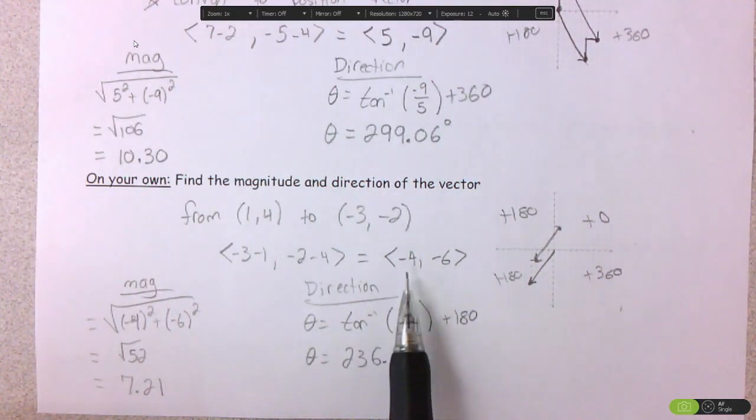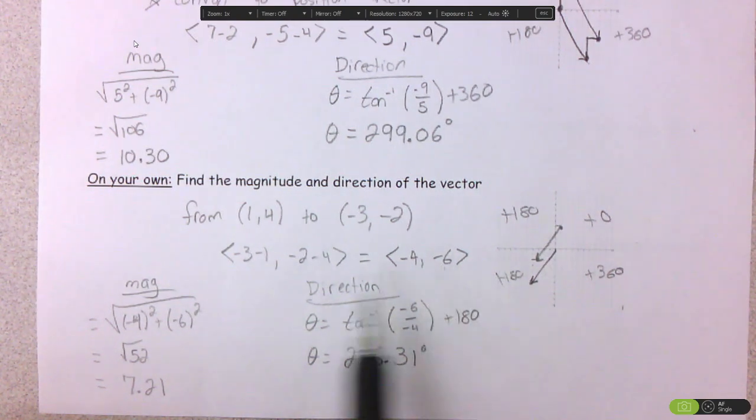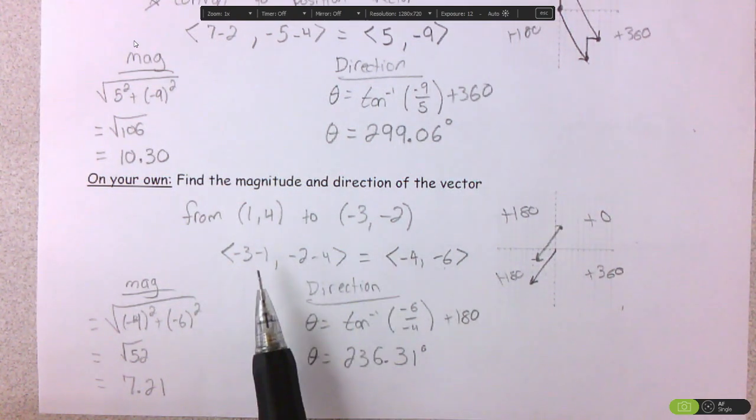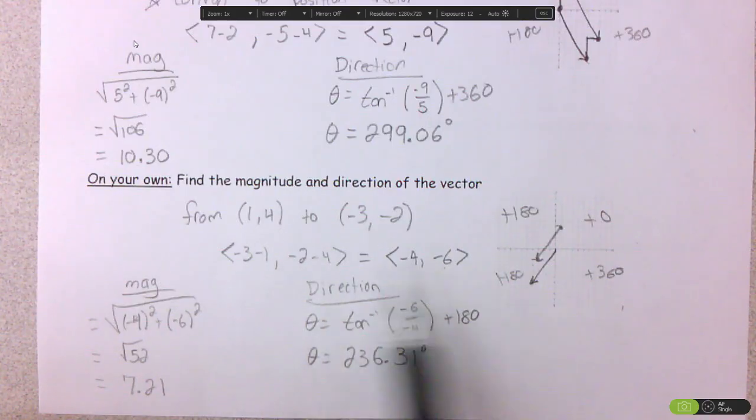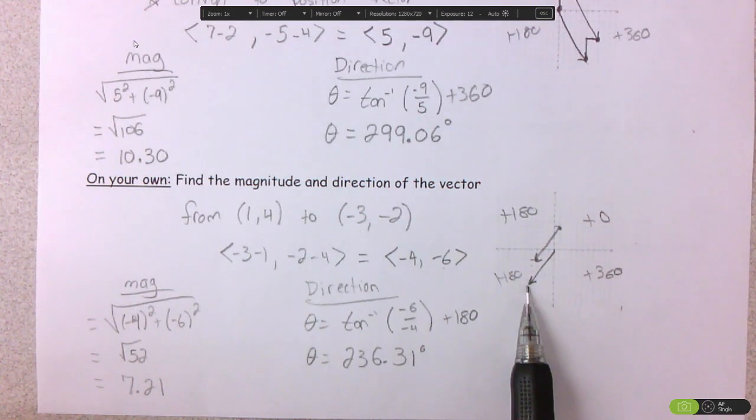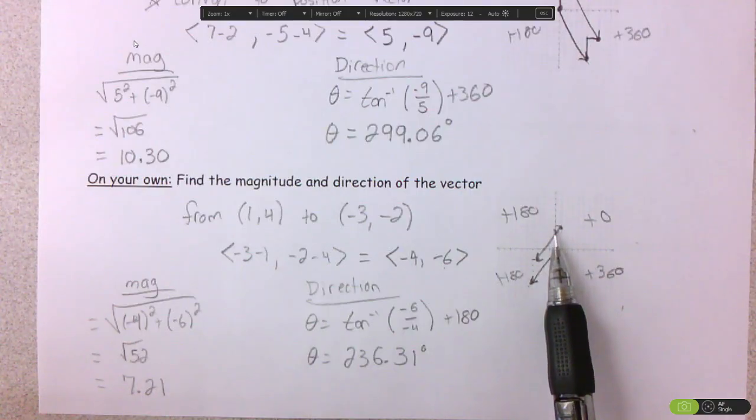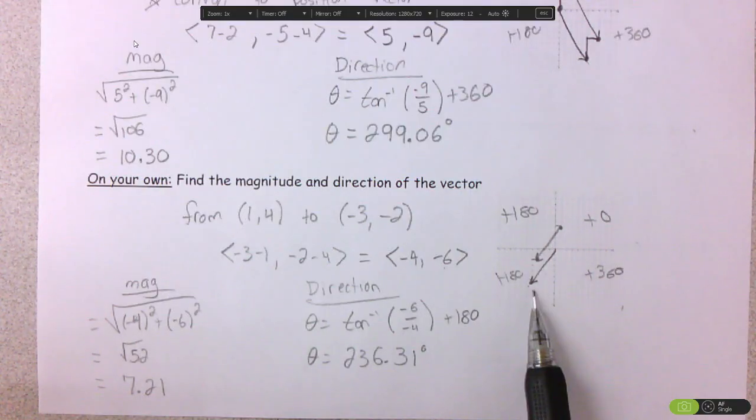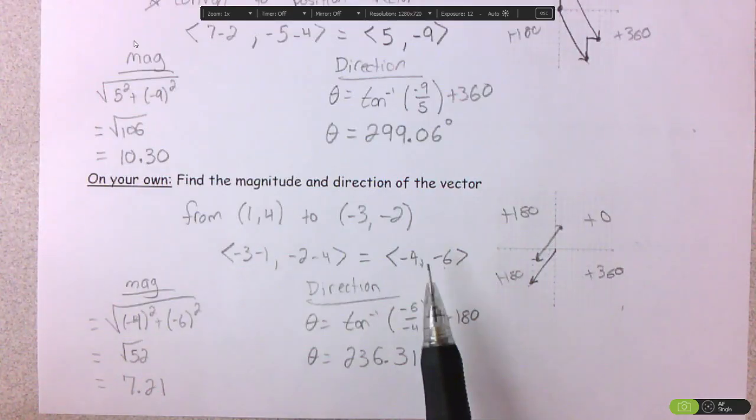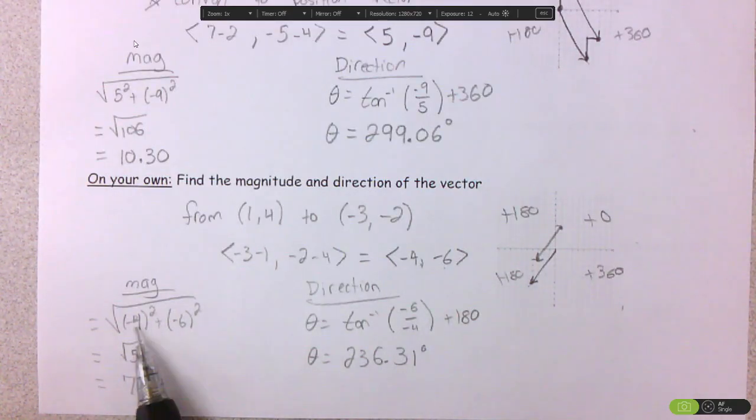Alright, so your position vector was negative 4, negative 6, because we subtract the first point from the second point. And this is what the picture looks like. If you know that I need to move over 1 and down 4, you can move this point over 1 and down 4 and figure out what that point is, and that would be your position vector also. Then we do the magnitude, make sure you put them both in parentheses. We get the square root of 52, which is 7.21.